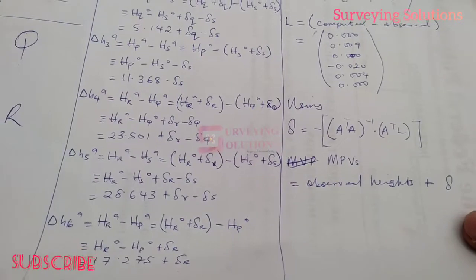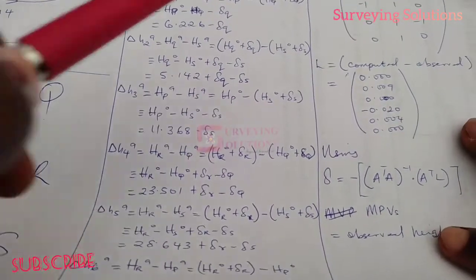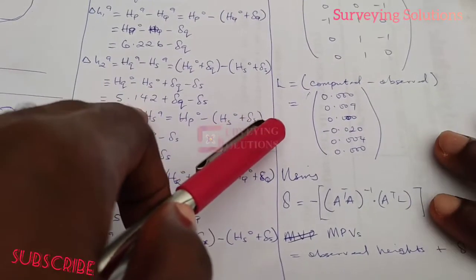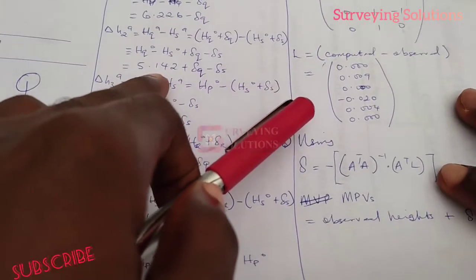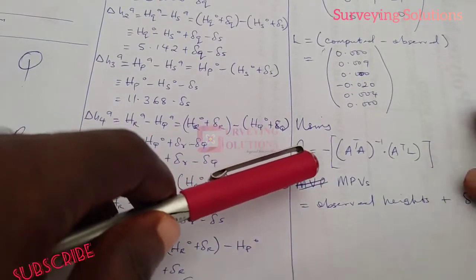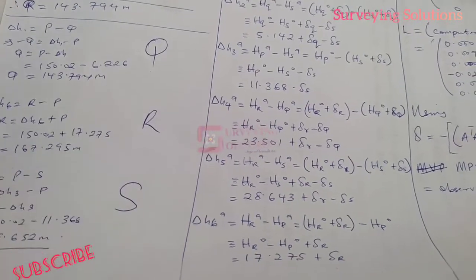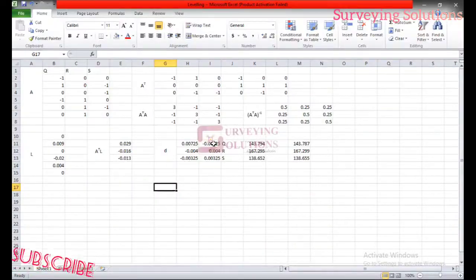Now we are going to use Excel, where we have already inputted the values. We are going to show you from Excel how to carry out this calculation to get the most probable values of Q, R, and S. So see you on Excel very soon.